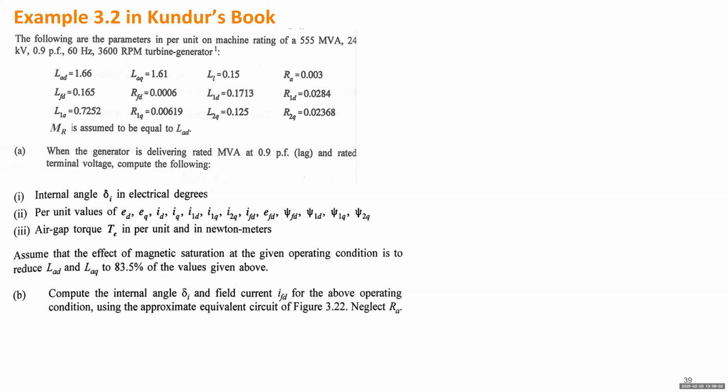Next, they assume the saturation will reduce the LAD or LAQ to 83.5% of the unsaturated value, so we need to calculate the actual LAD and LAQ. Okay, so the next question: remember in the last lecture we had the most accurate model from the two circuits for the d-axis and q-axis.